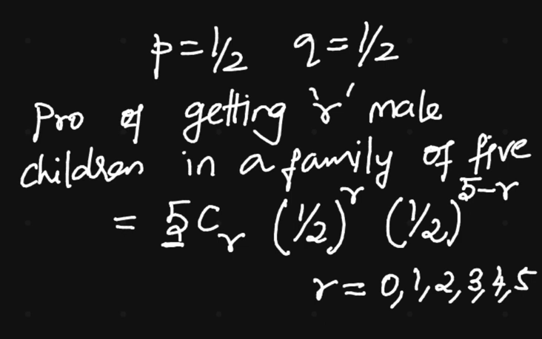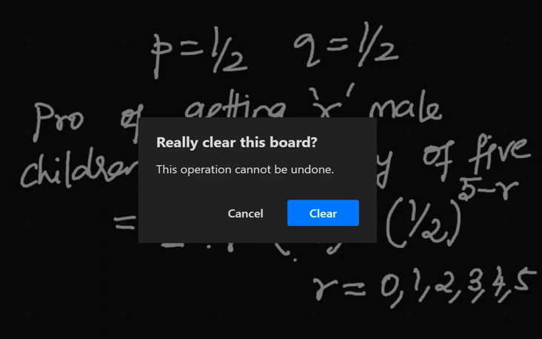Out of 5 children, the probability of getting r male children is equal to 5Cr. The probability of getting a male child is (1/2) to the power r. The probability of not getting a male child is 1/2, which is q, to the power n minus x, which is 5 minus r. So this is the probability for a family having r male children.